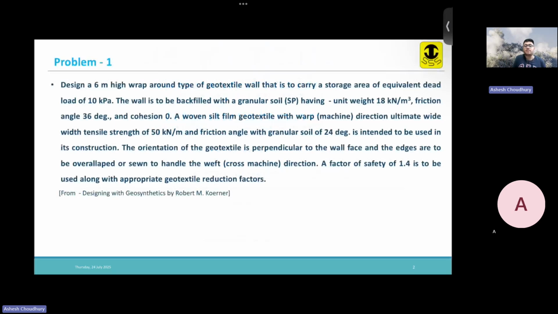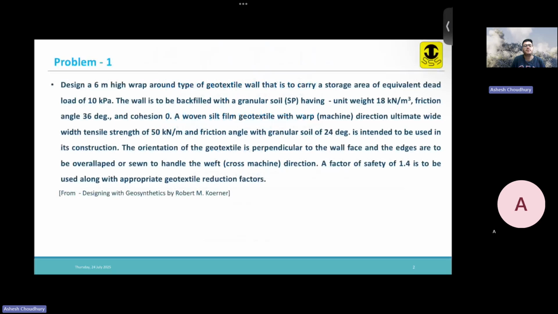If you remember from yesterday's class, or from the second lecture, where we saw the picture of a wrap around reinforced soil wall while discussing the types of retaining walls, we had discussed this wrap around wall there. So we are asked to design a 6-meter high wraparound type of geotextile wall that is to carry a storage area of equivalent dead load of 10 kPa. Over that wall a storage area has to be constructed, and the 10 kPa dead load is coming over that reinforced soil wall.